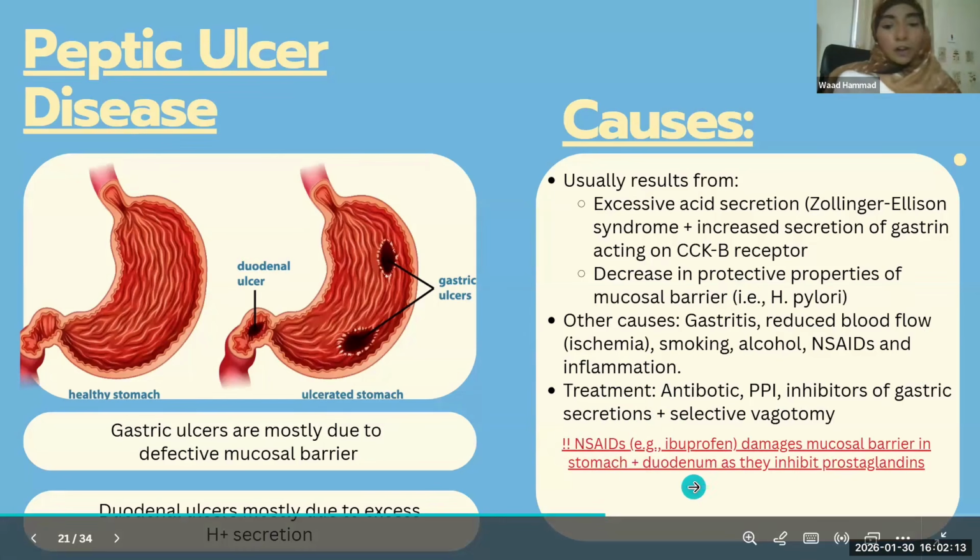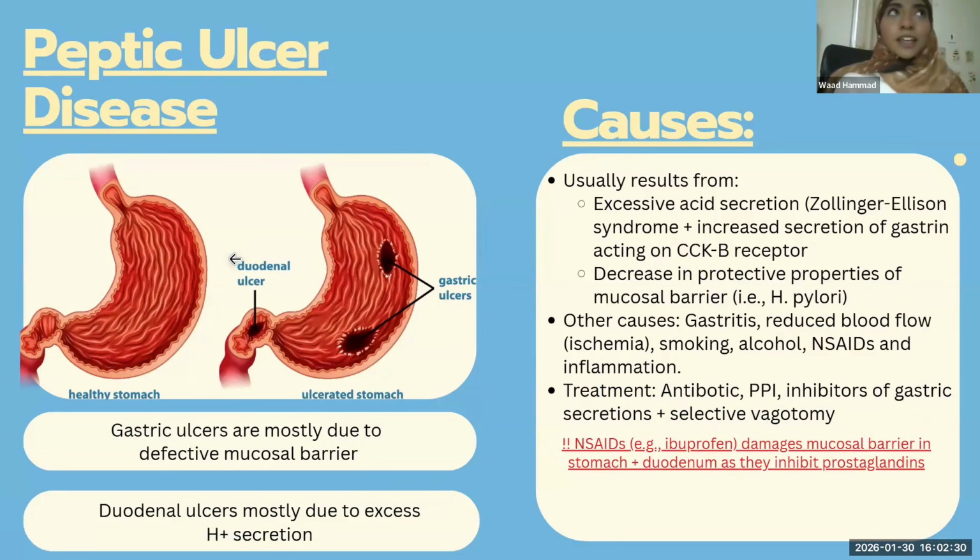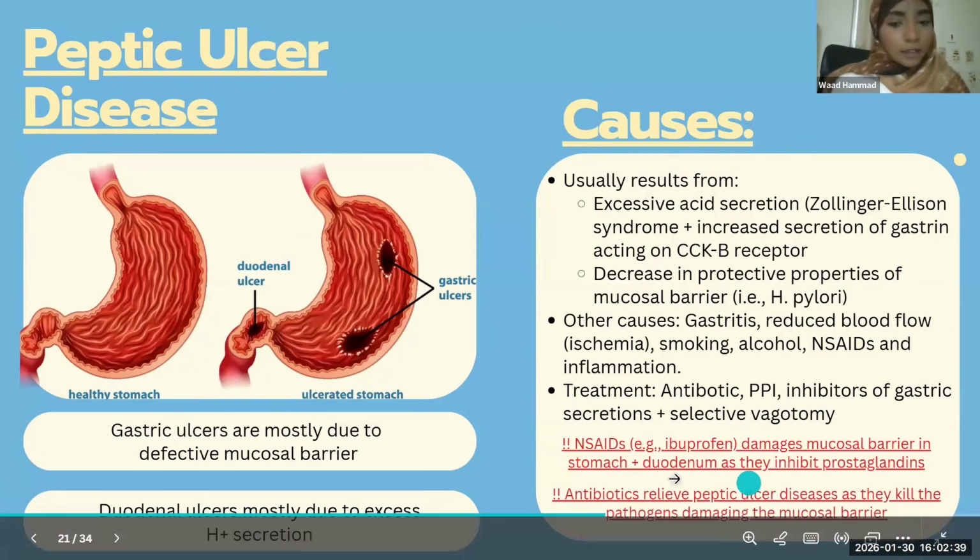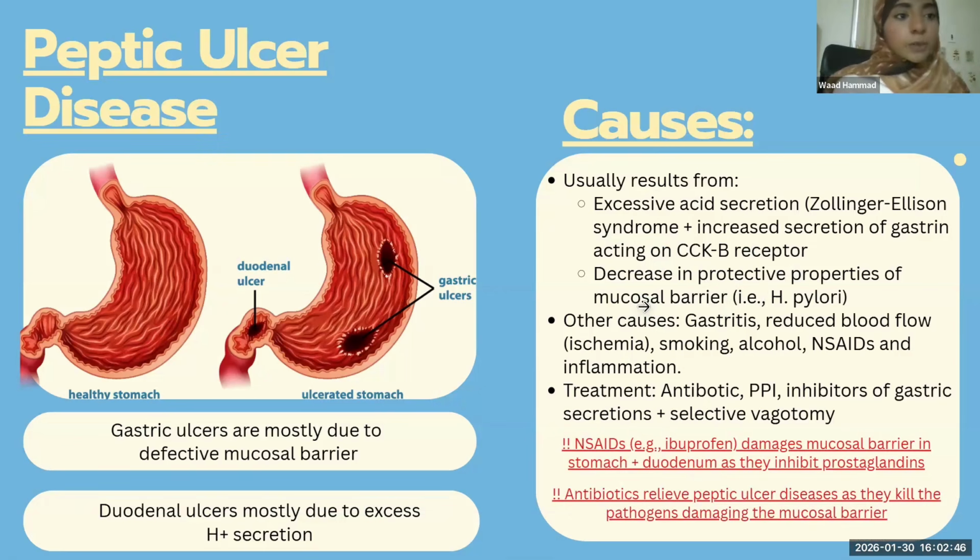Again, this is just a repeat of what I said earlier. NSAIDs like ibuprofen damage the mucosal barrier in the stomach and the duodenum because they inhibit prostaglandins. And prostaglandins inhibit the release of acid. So that's why NSAIDs are pretty dangerous. So don't just take ibuprofen or anything every single day because they can cause actual serious damage to your stomach and it may lead to something really dangerous. And then again, as I said earlier, antibiotics relieve peptic ulcer disease because they kill the pathogens, aka H. pylori, which damages the mucosal barrier.